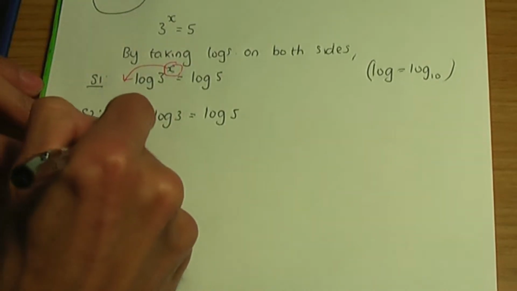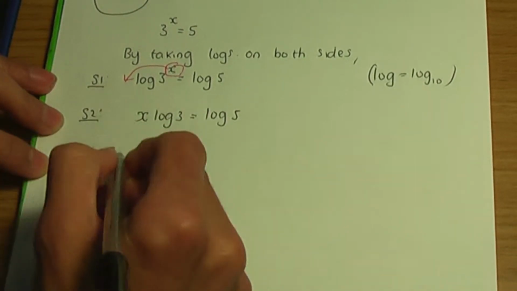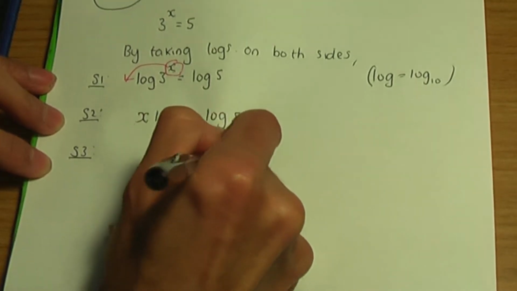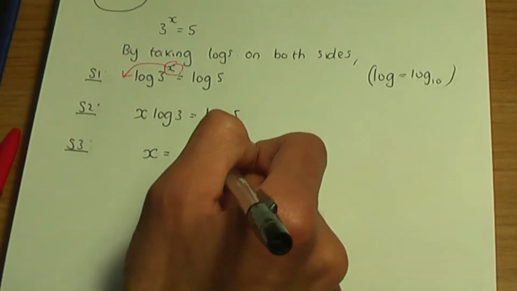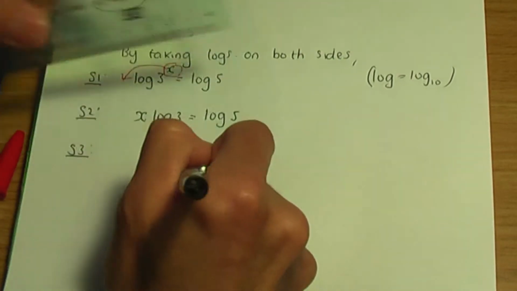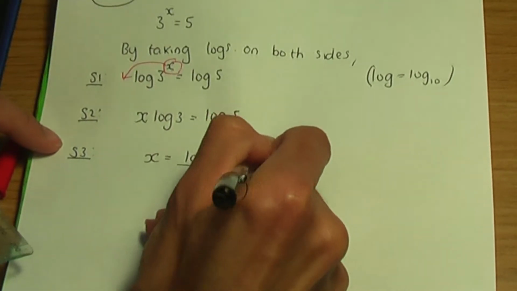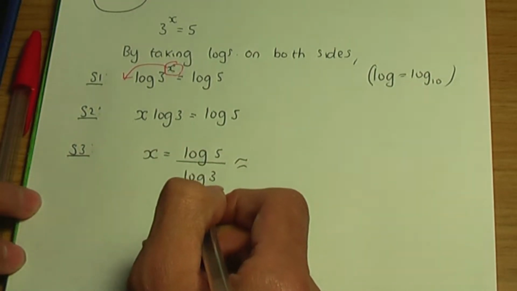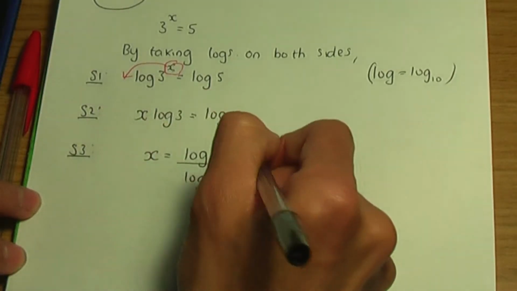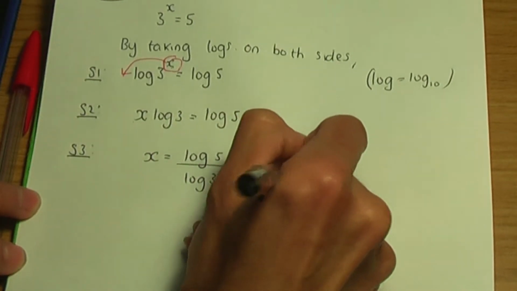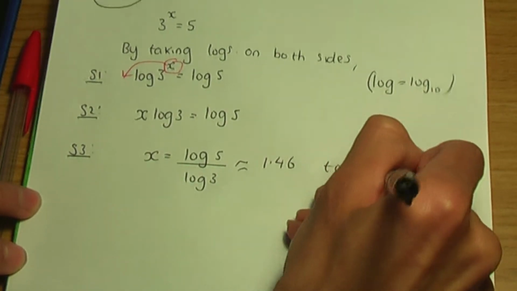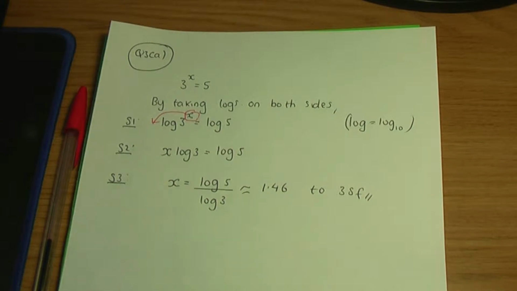So that's going to take us to the last step, step number 3, because we need to calculate x. If I rearrange, x then will be log of 5 divided by log of 3. So here's where the calculator comes in. If you calculate log of 5 divided by log of 3, you should get an answer to 3 significant figures of 1.46. So it's 1.46 to 3 significant figures. So that should be the solution to part A.